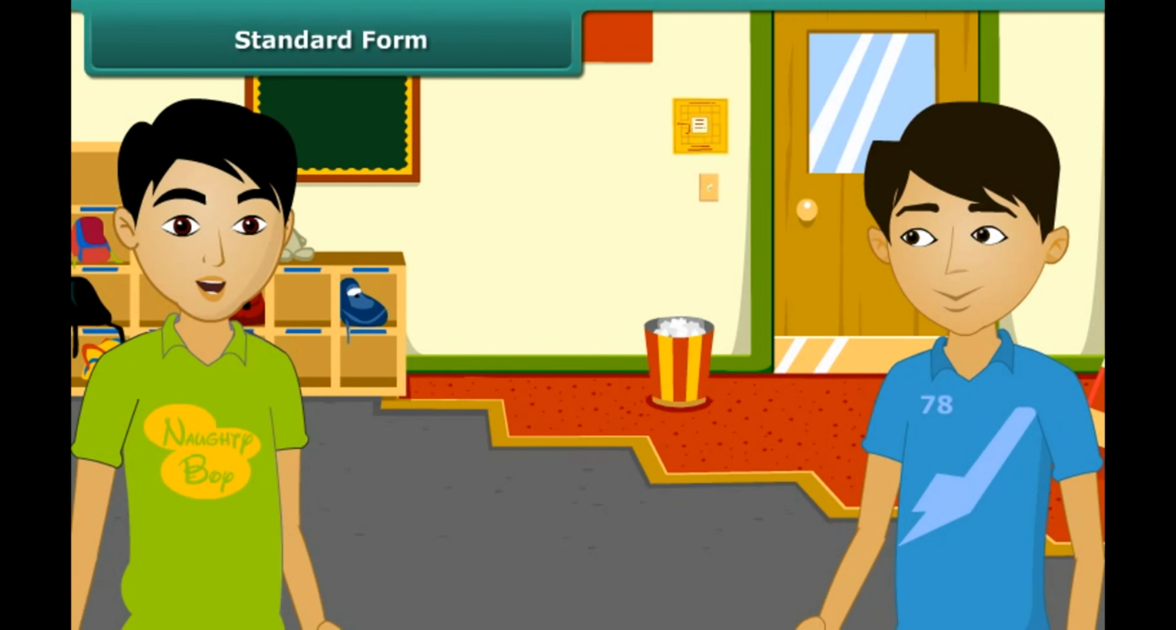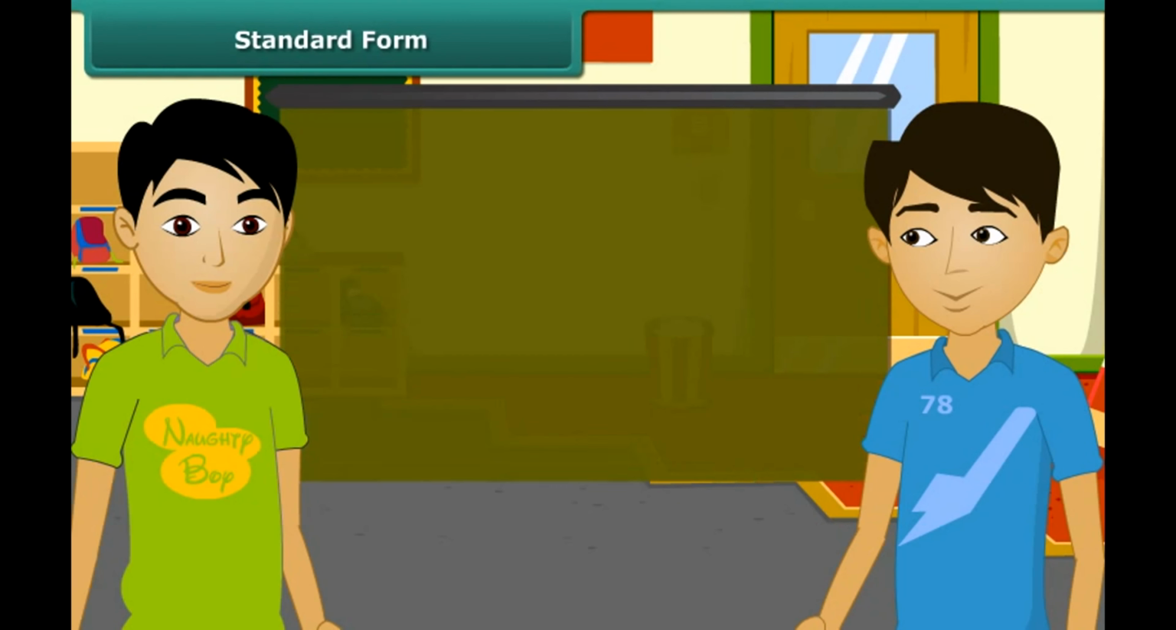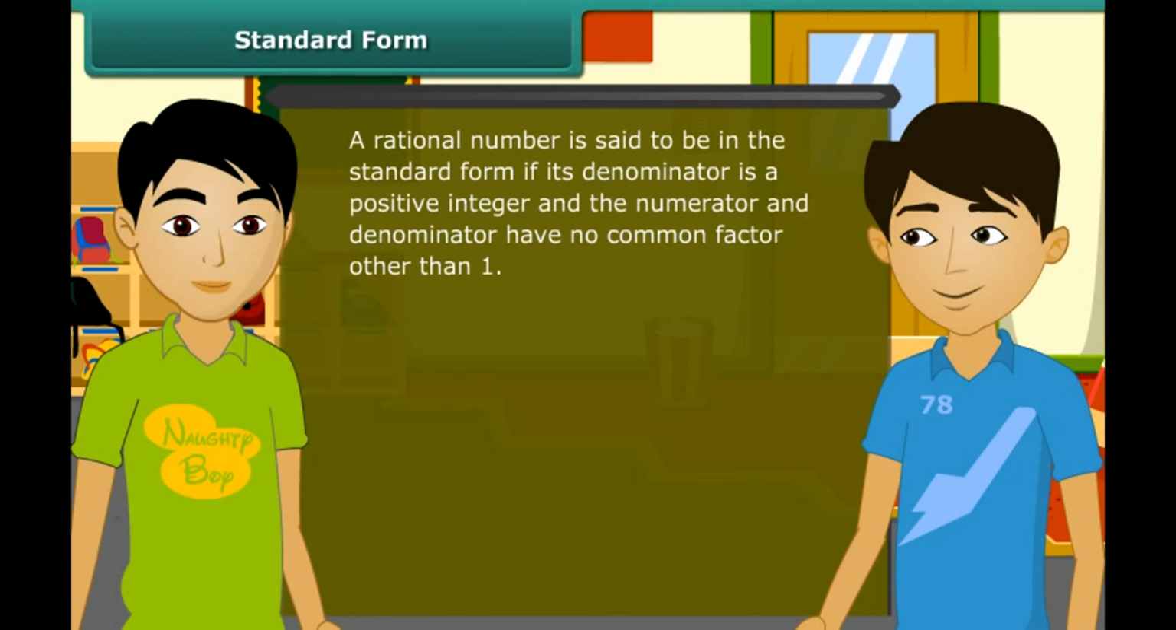Now read this statement. A rational number is said to be in the standard form if its denominator is a positive integer and the numerator and denominator have no common factor other than 1. That is, these all rational numbers are in the standard form. Yes, because their numerator and denominator have no common factor other than 1. And if the numbers are not in the standard form, then it is reduced to the standard form.